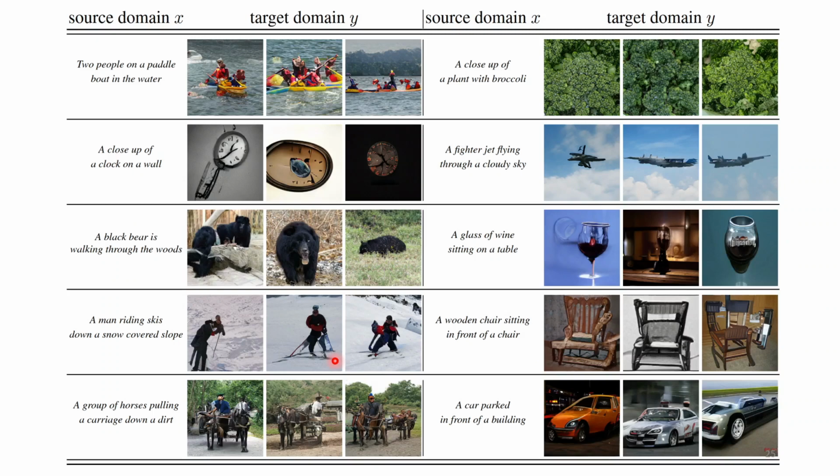Okay, so let's see some of their results. Given the sentence, they will generate those images. And you can see something very similar to latent diffusion. Input is text, output is image, even though they use different methods.